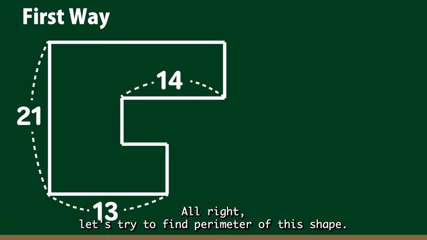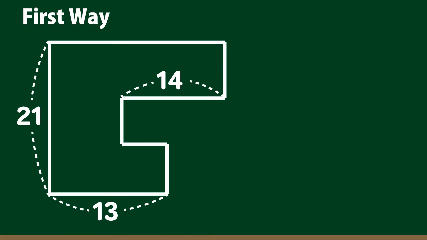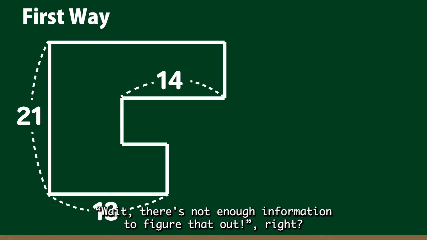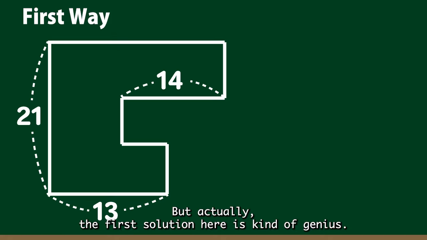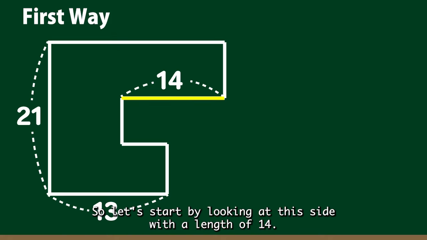All right, let's try to find the perimeter of this shape. Now, some of you might be thinking, wait, there's not enough information to figure that out, right? But actually, the first solution here is kind of genius. So, let's start by looking at this side with a length of 14.